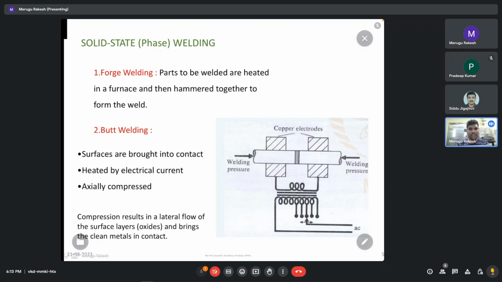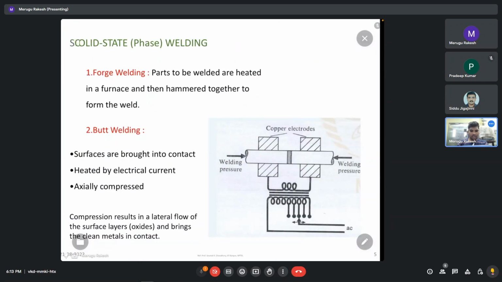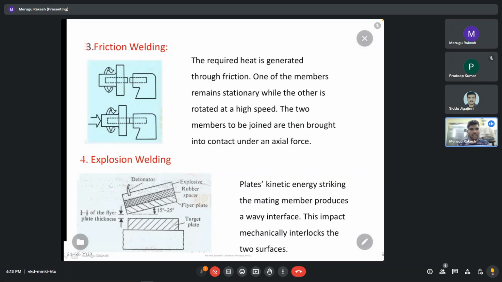Then we have butt welding, in which surfaces are brought into contact, heated by electric current, and axially compressed. There is no rotation involved, whereas in friction welding we have one piece rotating and the other piece stationary. In friction welding, there are two workpieces. If you want to join both, one is held stationary and one is rotated, and then at the end pressure is applied to establish the bond between these two. That is friction welding.